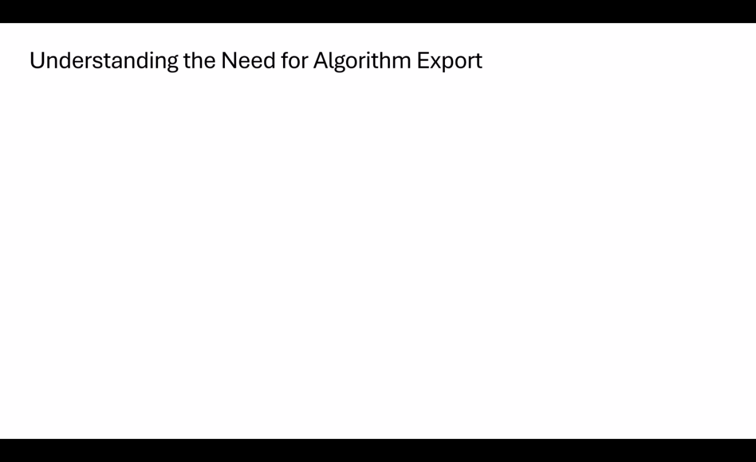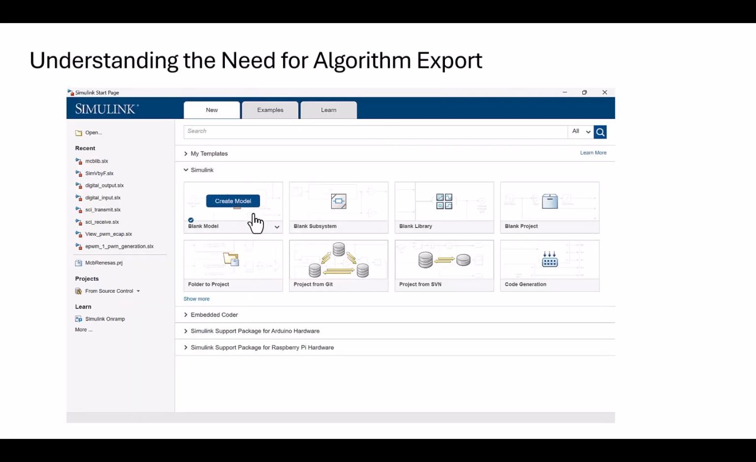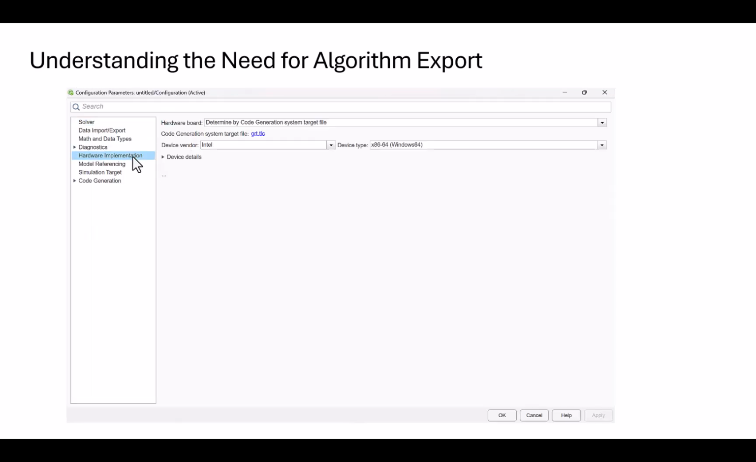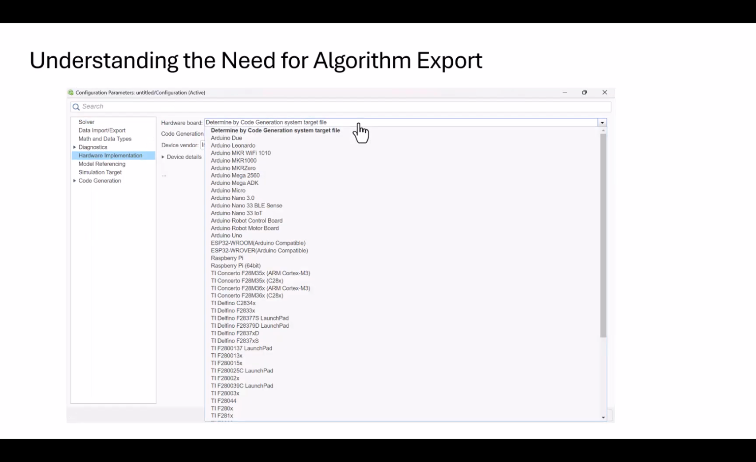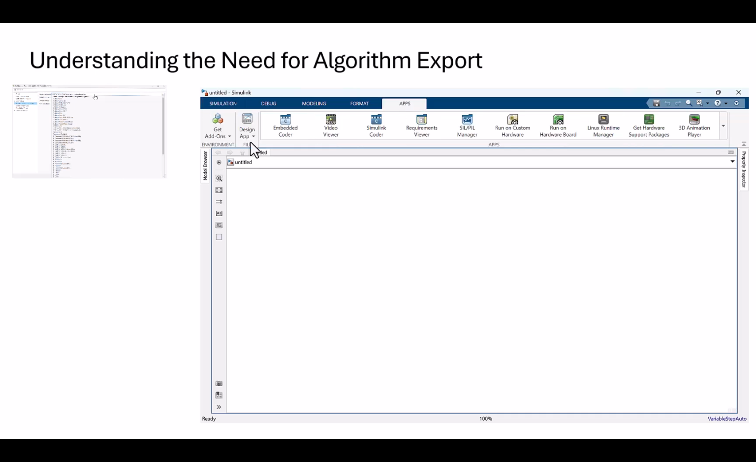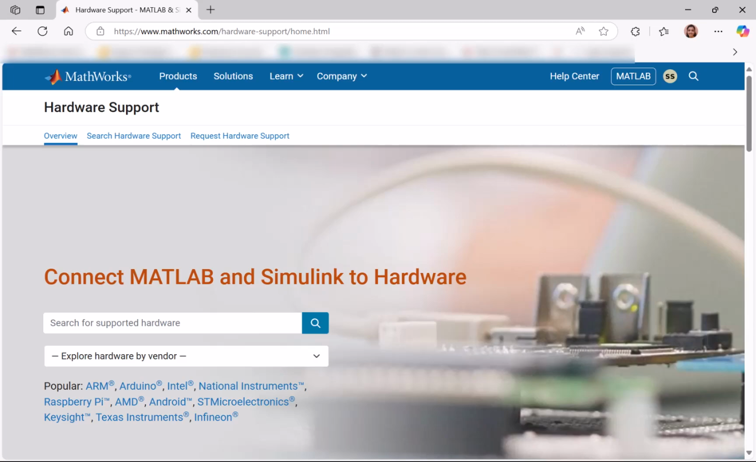the first place. In Simulink, a typical workflow starts by creating a new model and configuring it for your target hardware via the Hardware Implementation tab in the Configuration Parameters. The list of supported boards appear only after installing the relevant hardware support package or product. You can find the full list in the official site.